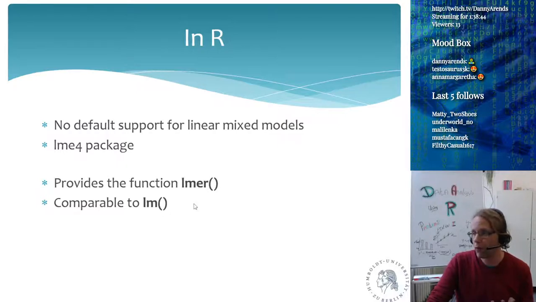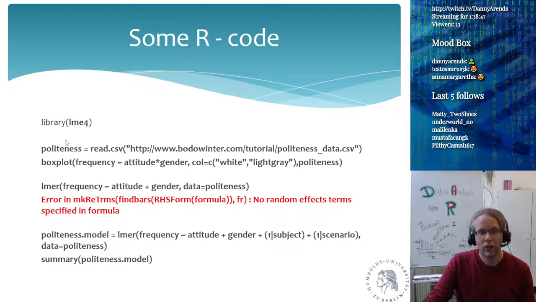So how do we now build up this model in R? Well, the first thing that we need to do is load the lme4 library. You have to install it as well. If you haven't got it installed, then you have to do install.packages lme4. But if you have it installed, because you only have to install a package once, then you can just use library(lme4). The first thing that we're going to do is read the data set online and put this into a variable called politeness.